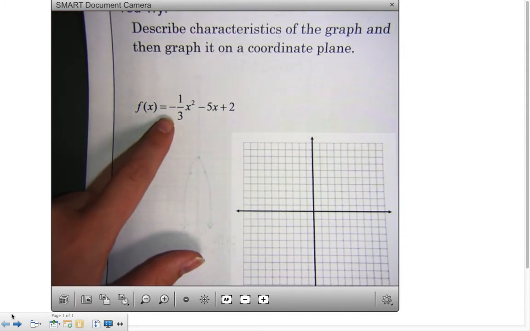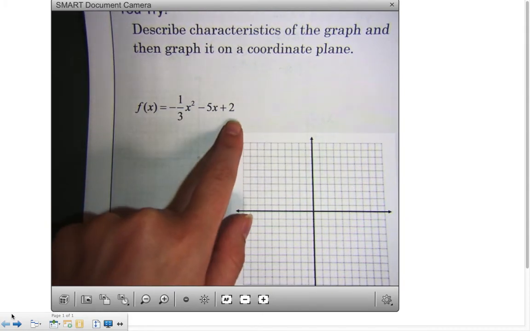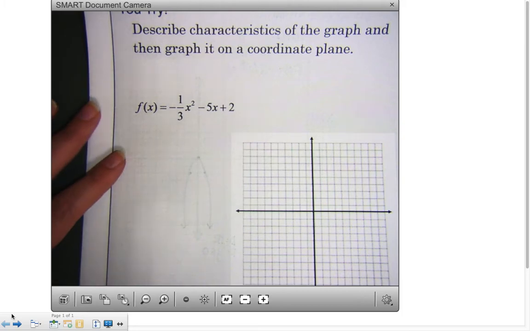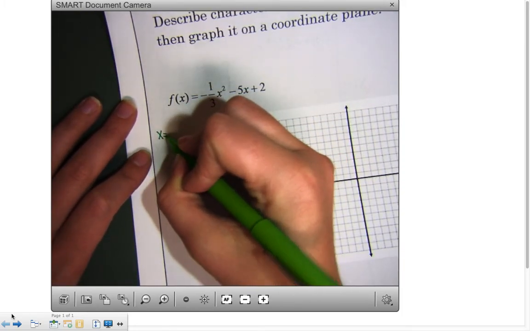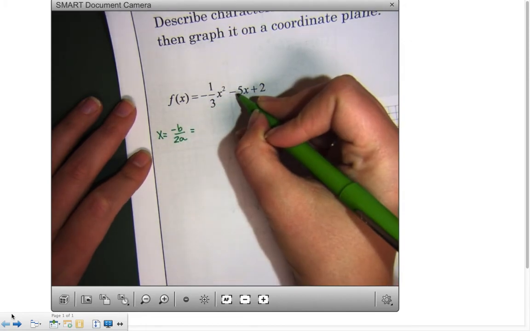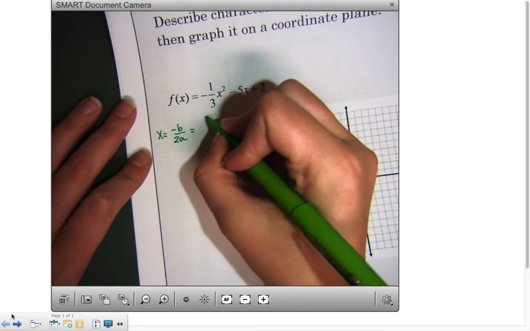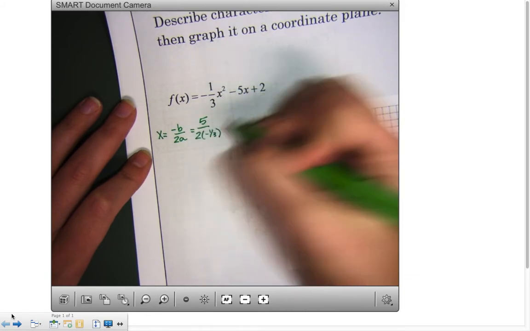It's a negative in front. You know it's going to face down, so it's going to have a maximum. The y-intercept is 2. So if we're going to go ahead and find the vertex, we need the x value of the vertex, opposite of b over 2 times a. B is negative 5. The opposite of that is 5 over 2 times negative 1/3.